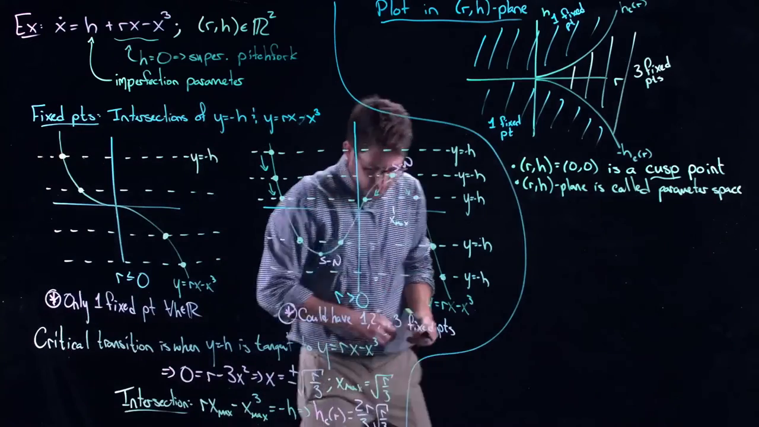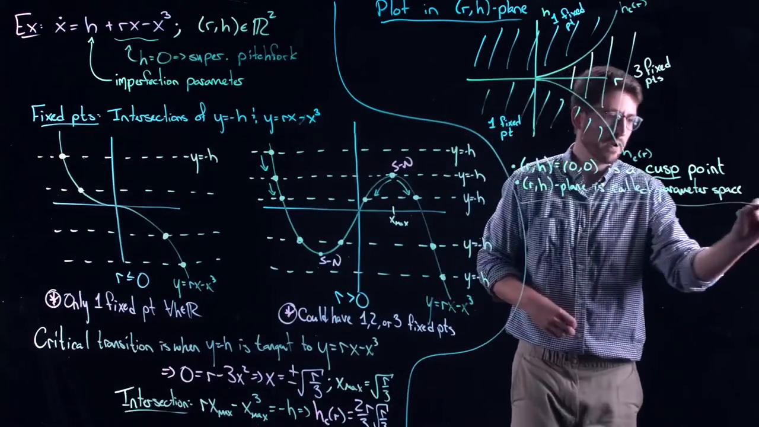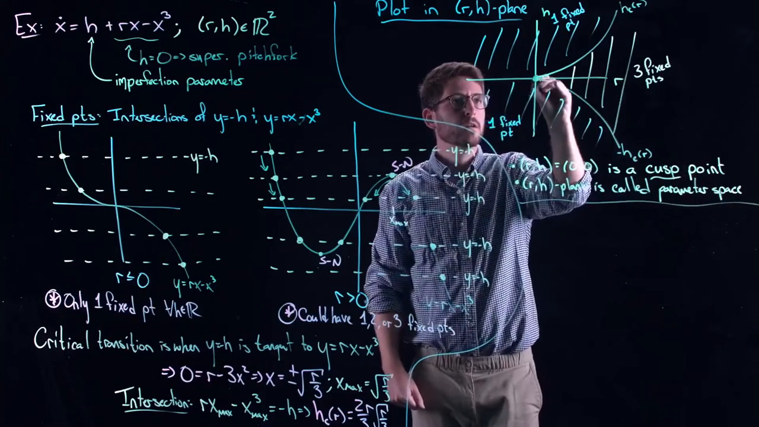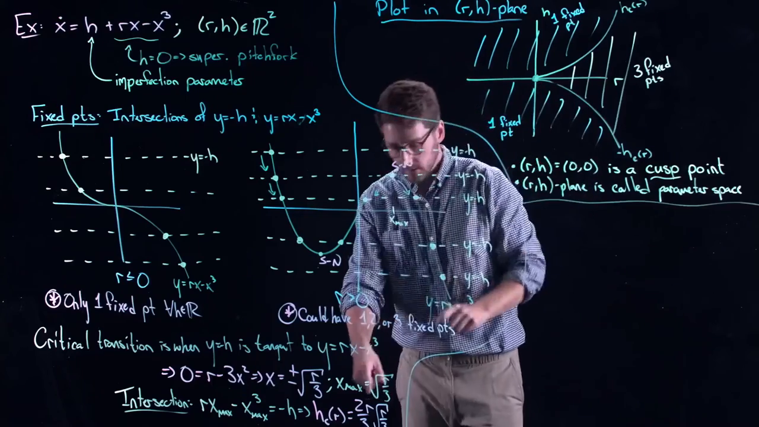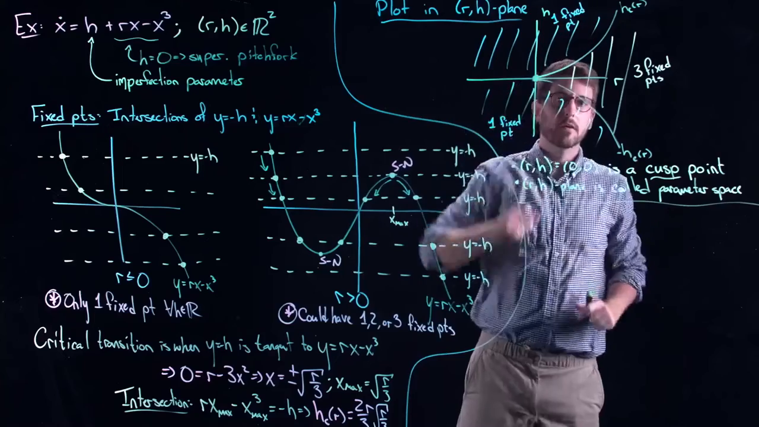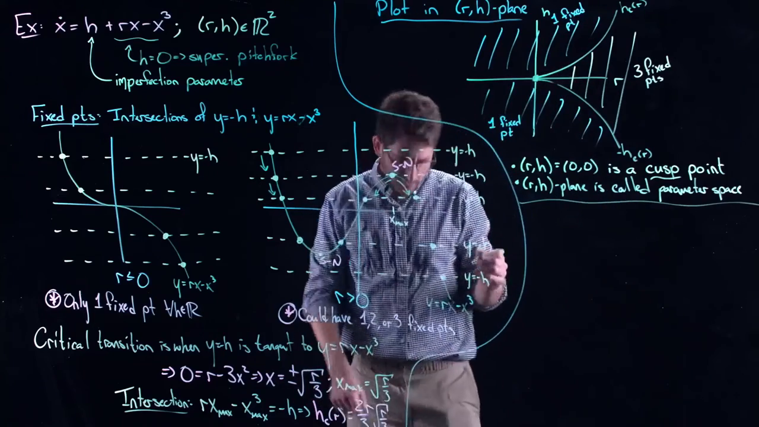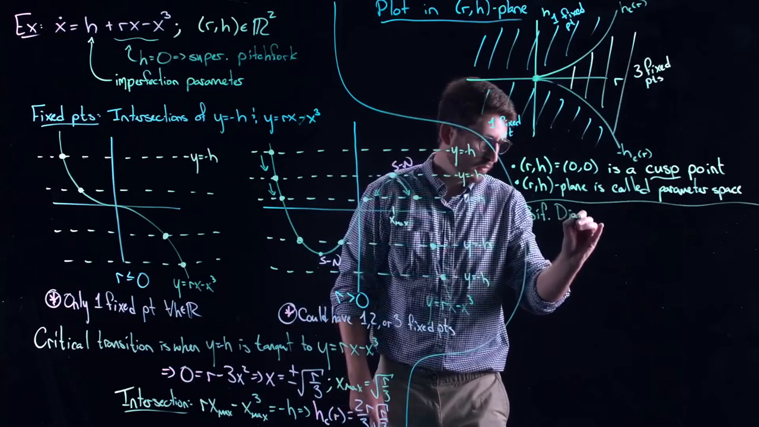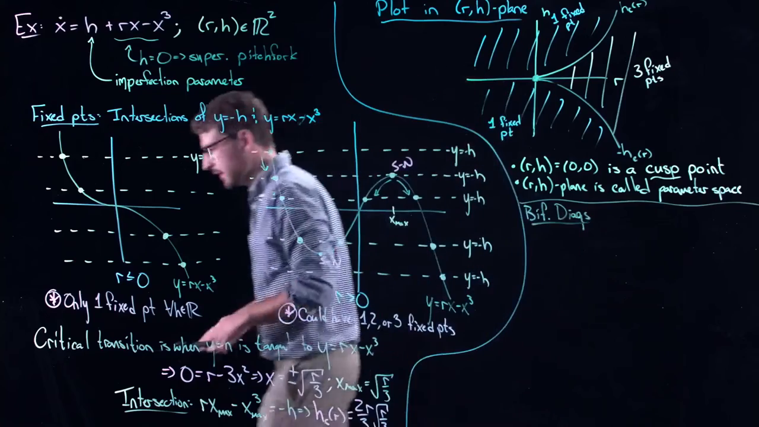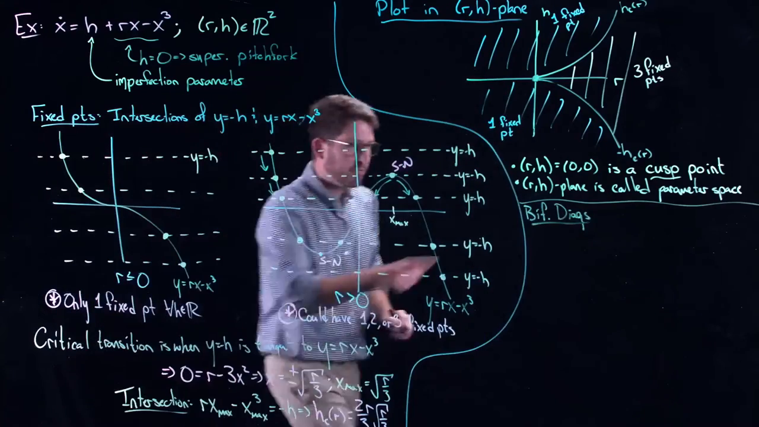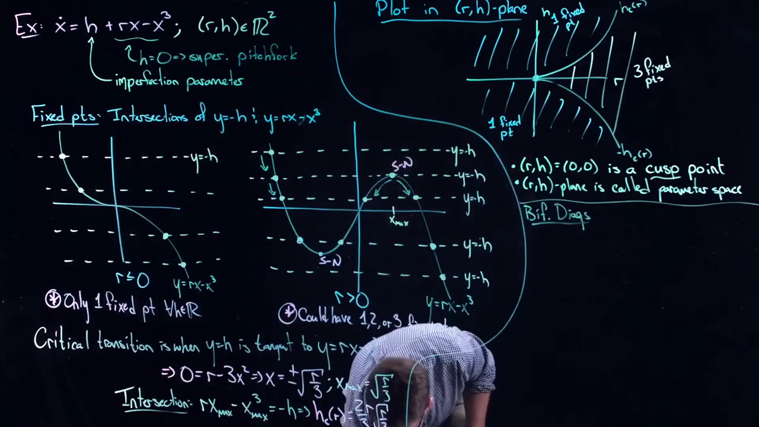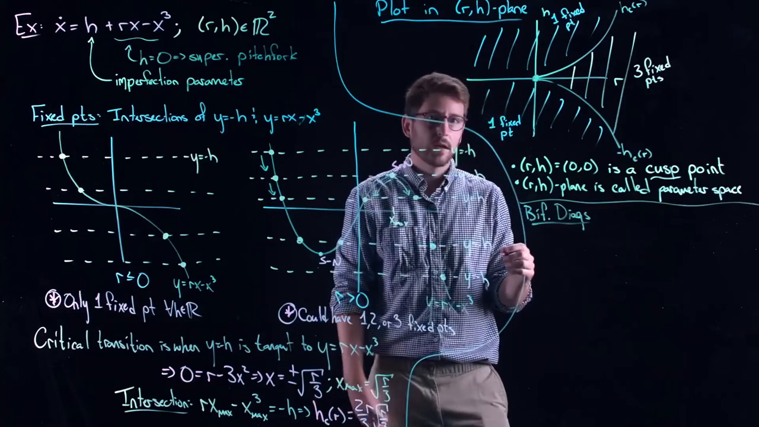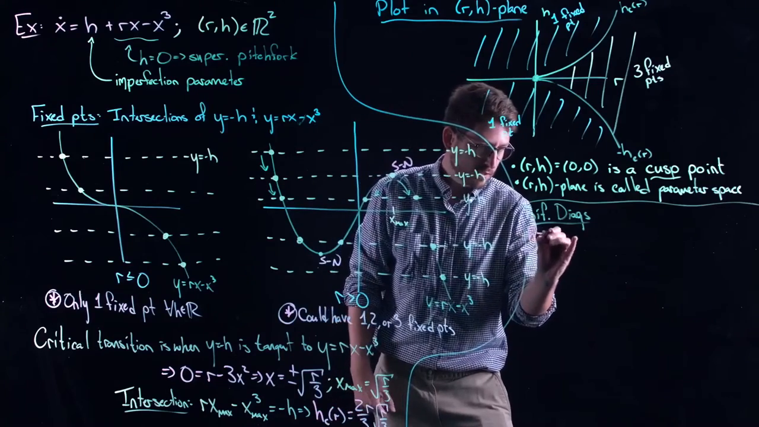And so you can ask yourself, you know, what happens as I move around this entire plane now? And I get this sort of cusp singularity right here. And I get this little thing coming off of it. So let's do some bifurcation diagrams. That's too squeaky. Let's use a different color. So bifurcation diagrams, let's first do bifurcation diagrams for fixed values of h and then for fixed values of r. So let's do h equal to 0 first.